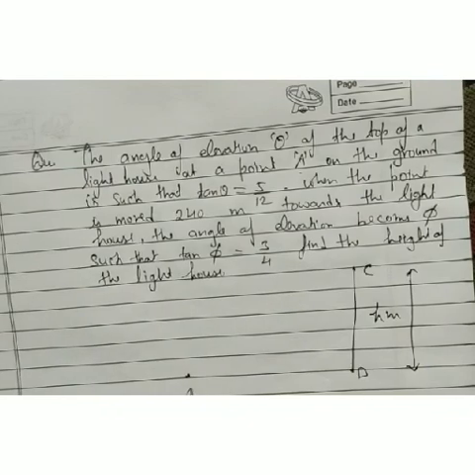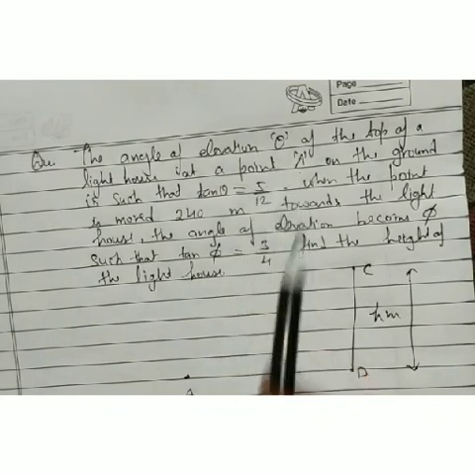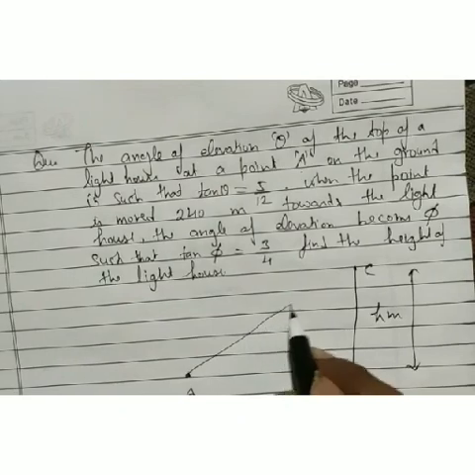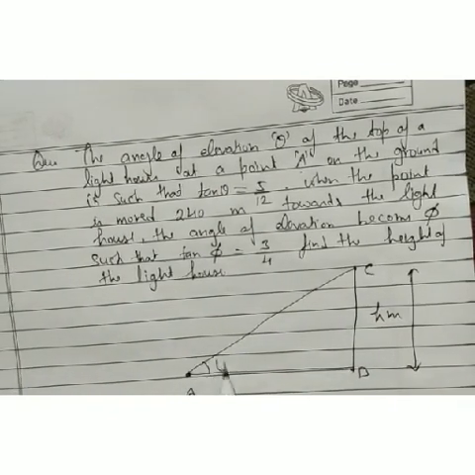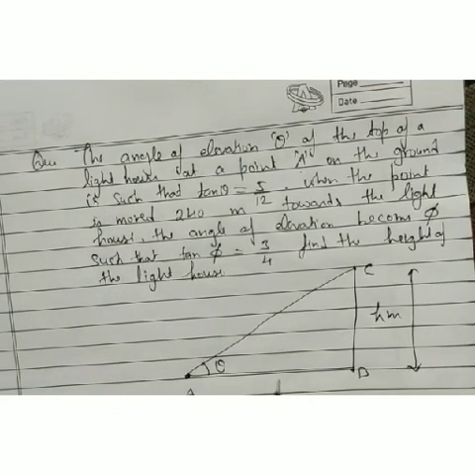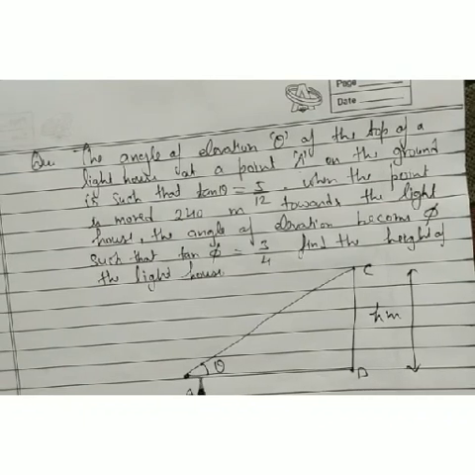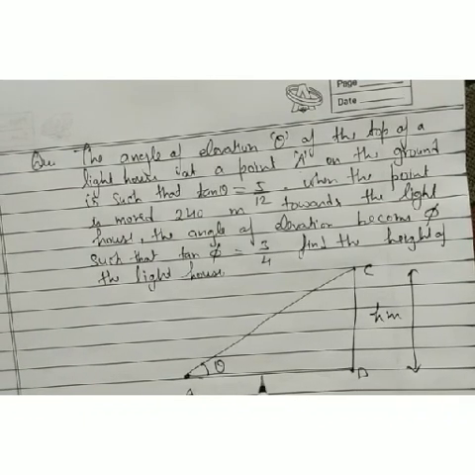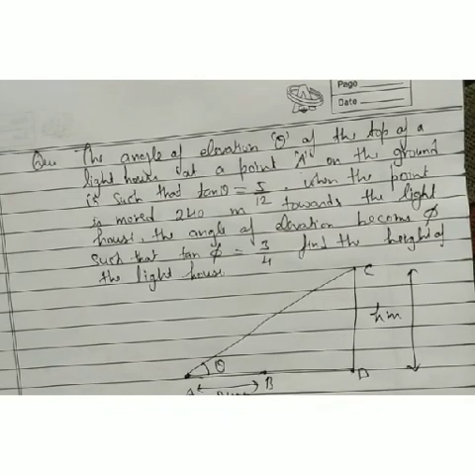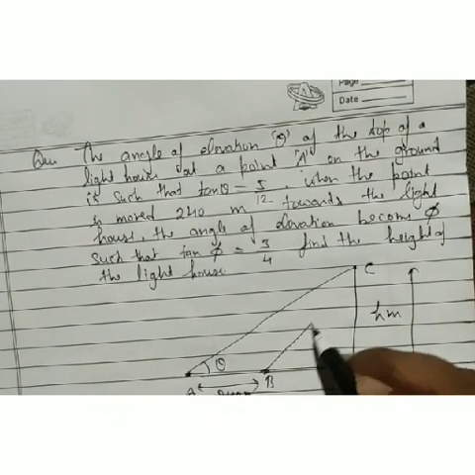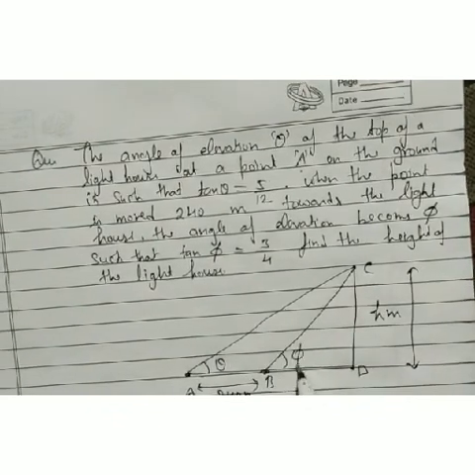Now we have taken point A on the ground. It's given that the elevation angle is theta. Then we join the line of sight to the horizontal, and this angle is theta. Also, it's given that when the point is moved 240 meters towards the lighthouse, just suppose it comes to point B. This distance is our 240 meters. Then from here the angle of elevation changes from theta to phi.